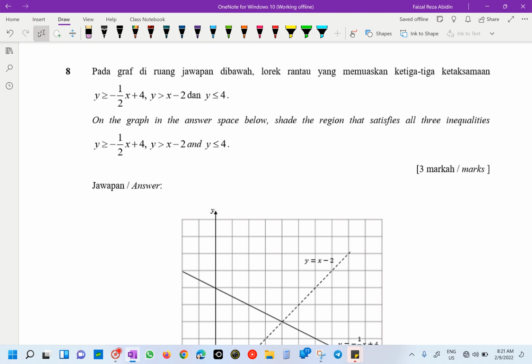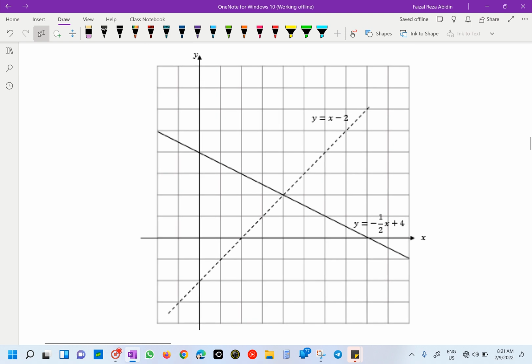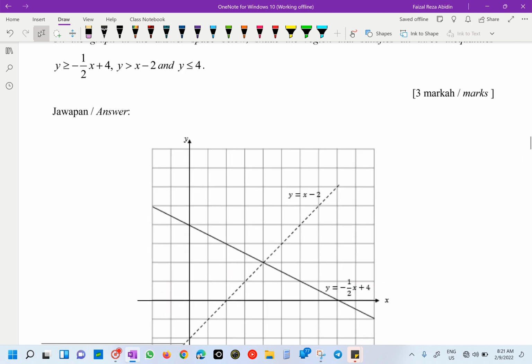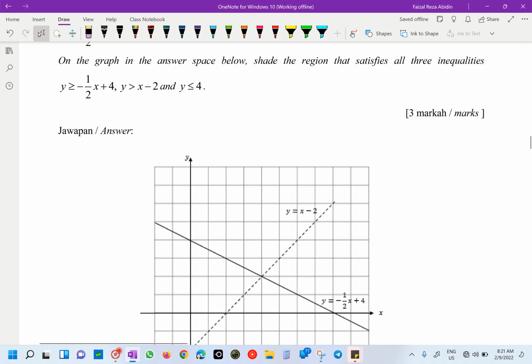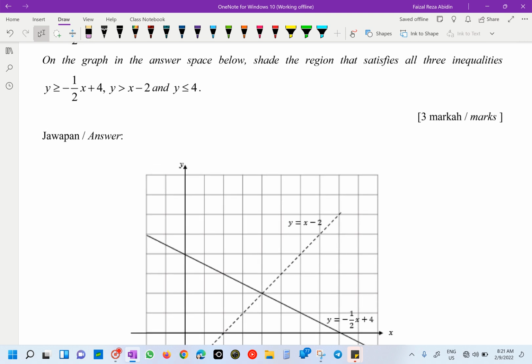Ni tak tahulah. This one at least lah 2 marks. At least 2 marks you got. Why? Because he given already the straight line is given already. But you have to determine which area the region will be. Okay, so first thing first. On the graph in the answer space below, shade the region that satisfy all 3 inequalities.